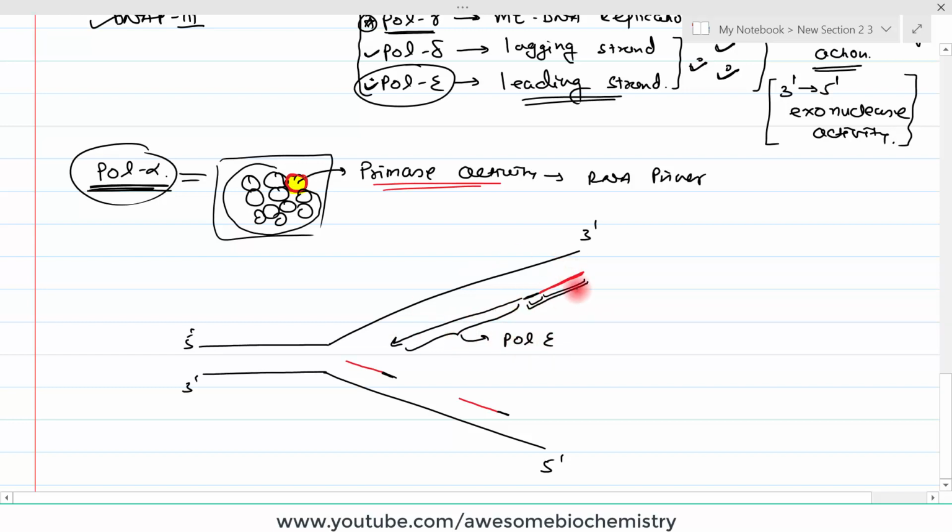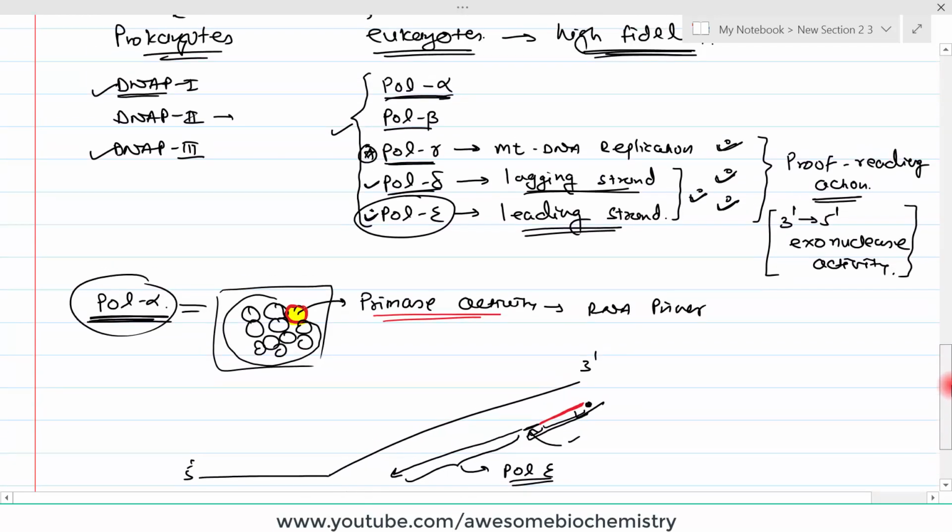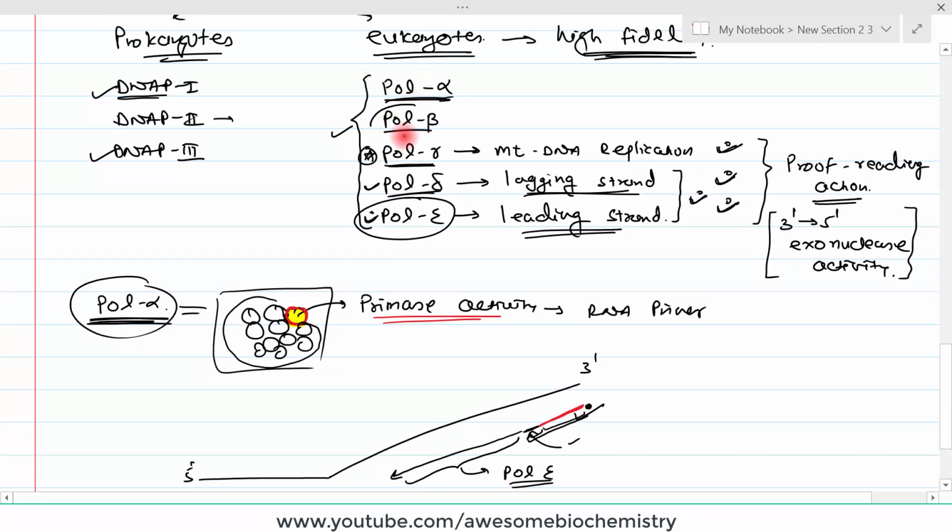So here you can see on the leading strand, this is by the primase subunit of the Pol alpha, this is the remaining subunits of Pol alpha, and then this portion by the Pol epsilon. In case of the lagging strand, this small piece of DNA is extended by Pol delta, right, as it synthesizes the lagging strand. So this is synthesized by Pol delta. Here also it is synthesized by Pol delta. Now only one polymerase is remaining in our discussion, and that is Pol beta.